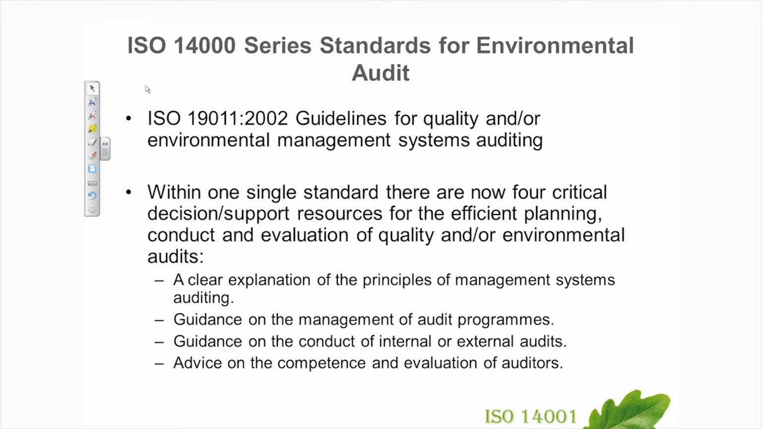So please remember, from now onward, we are actually referring to ISO 19011 year 2002, the guidelines for quality and/or environmental management system auditing, where basically ISO 19011-2002 provides a clear explanation of the principles of management system auditing, guidance on the management of audit programs, guidance on the internal or external audits conducted in the organization, and advice on the competence and evaluation of the auditors.